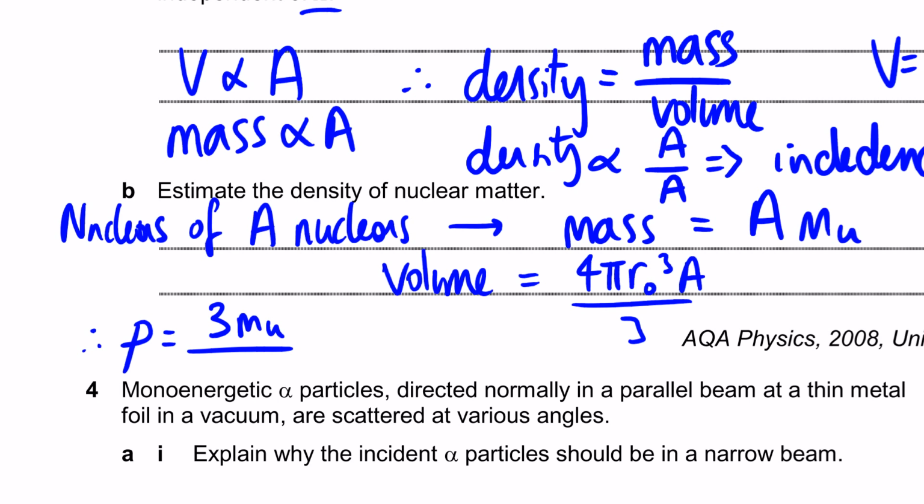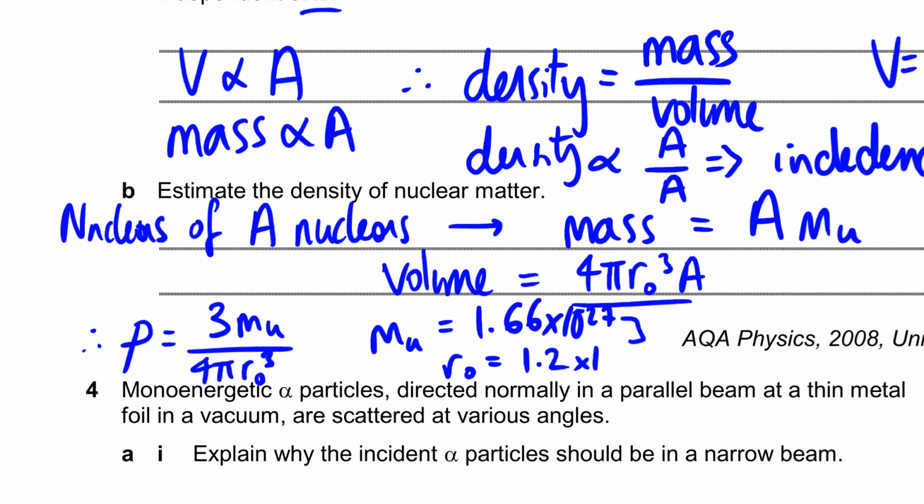over 4 pi r naught cubed. Remember, mu is 1.66 times 10 to the minus 27, apologies, and r naught they've given it above is 1.2 femtometers, so times 10 to the minus 15.